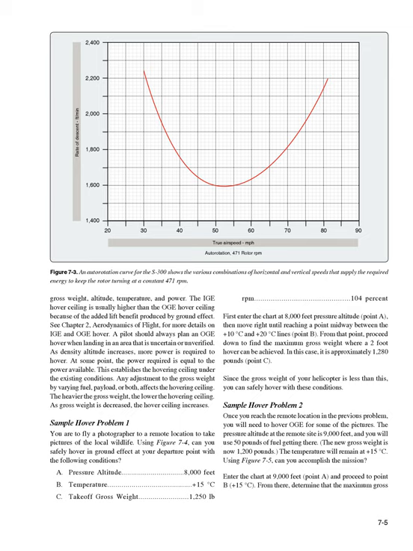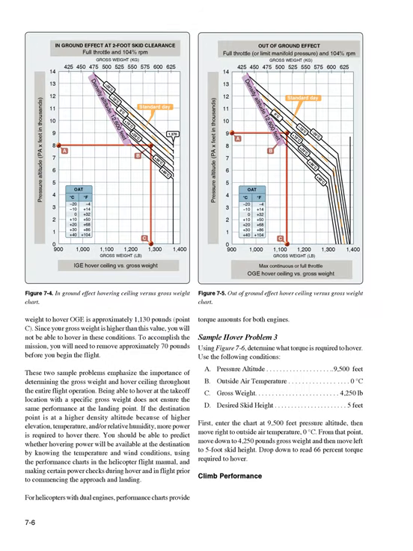Enter the chart at 9,000 feet, point A, and proceed to point B, plus 15 degrees Celsius. From there, determine that the maximum gross weight to hover OGE is approximately 1,130 pounds, point C. Since your gross weight is higher than this value, you will not be able to hover in these conditions. To accomplish the mission, you will need to remove approximately 70 pounds before you begin the flight.